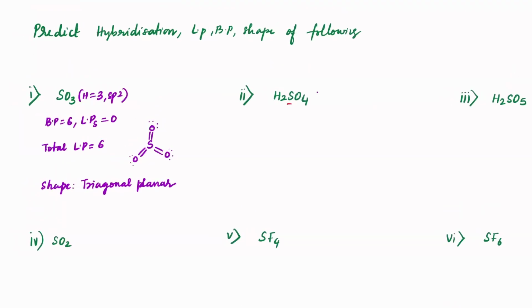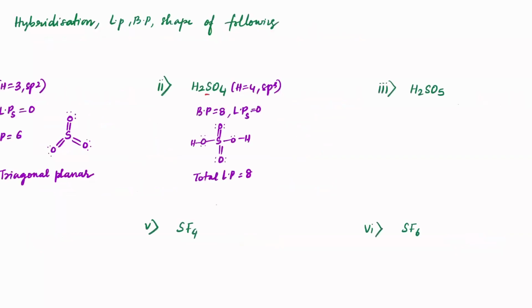H2SO4: steric number is 4. It is sp3. Got it? So check out the structure: S double bond O, O and H here, O and H here, double bond O here. If you count all the bond pairs, there are 8. Lone pairs on sulfur, 0. For total lone pairs, each oxygen will have 2, so 4 twos are 8. These are the total lone pairs. Shape-wise, it is tetrahedral.